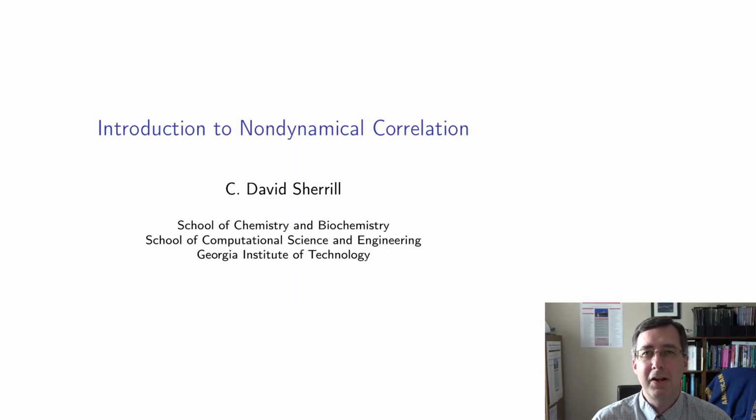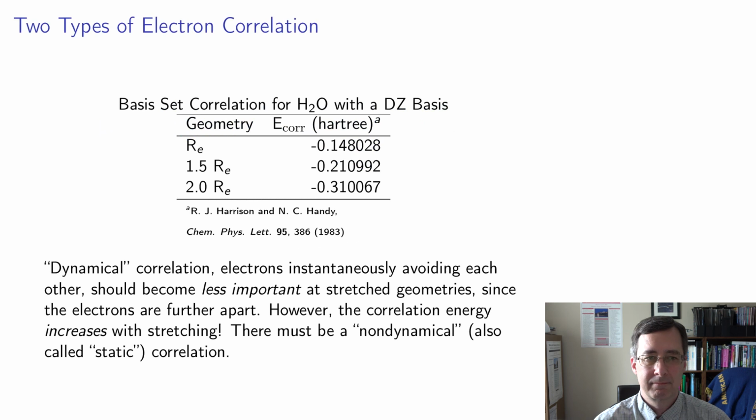Let's talk about non-dynamical or so-called static electron correlation. So there's two types of electron correlation. A lot of times we refer generically to electron correlation, and generally we mean dynamical correlation, but there's a different kind, non-dynamical correlation. What do all these terms mean? Let me illustrate this with an example.